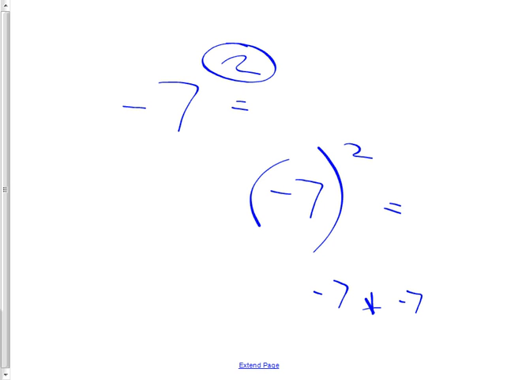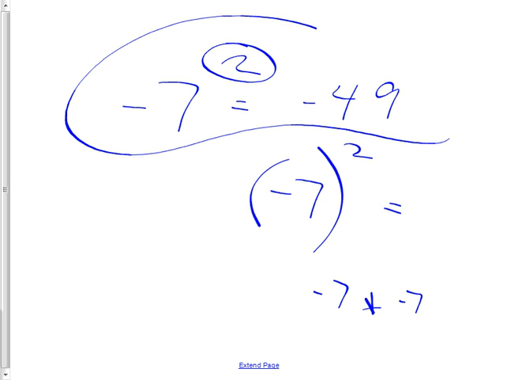If you don't believe me on this, I know a lot of kids are like, I swear that's got to be positive 49. Try it on your calculator. Type in the negative 7, hit squared. It'll tell you this one's negative 49. Don't trust me, trust the calculator. All right, this one, negative 7 times negative 7, positive 49. All right, that's a common misconception.